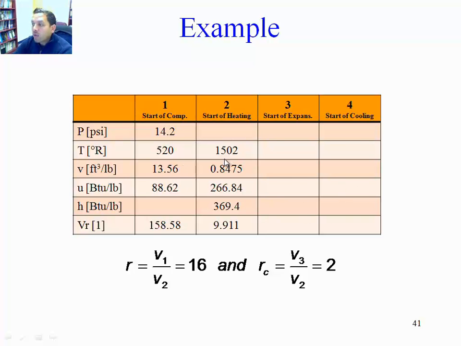Now we can go from 2 to 3. We know that the volume doubles from 2 to 3 because the cutoff ratio is equal to 2. So we can use double the volume. We know that the pressure is the same from 2 to 3, because the process from 2 to 3 is an isobaric process. So we need to calculate the pressure in 2 and equate that to the pressure in 3. Then with the pressure and the volume, we can calculate the temperature. And knowing the temperature, we can go to the table and get U, H, and VR. Okay, so that seems like a simple process. So let's see.